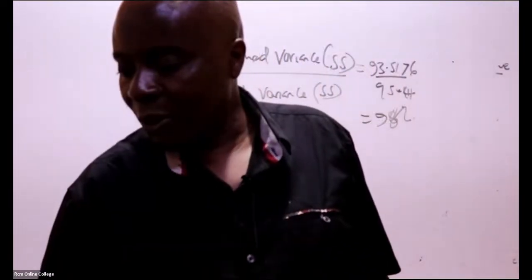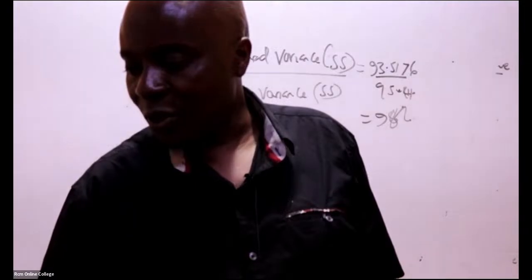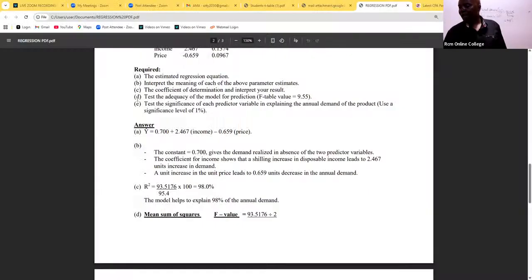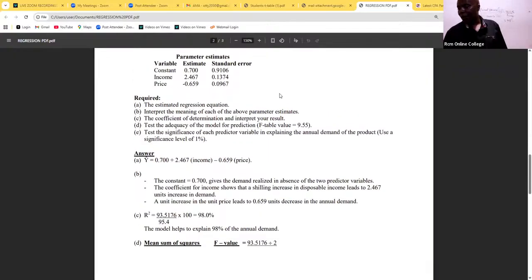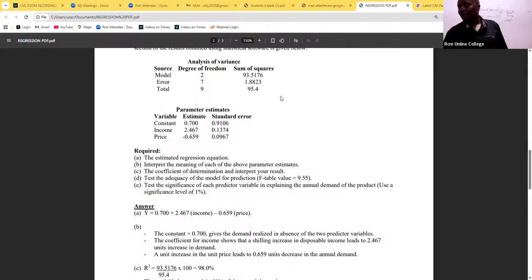Ladies and gentlemen, I'll be able to take you straight away to this one here. Yeah. So D, they want me to test the adequacy of the model for prediction, and they've given me the F tables value as 9.55. So the only thing I need to do is to calculate the F ratio from these things. Somebody calculate the F ratio for us.